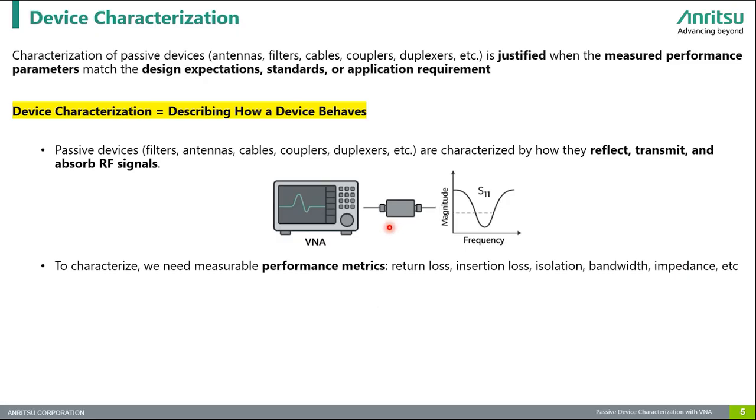The image in this slide shows a typical VNA setup measuring the S11 parameter, which represents input reflection. This is one of the most common measurements in passive device testing today.